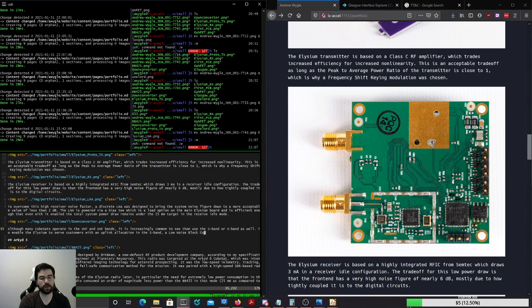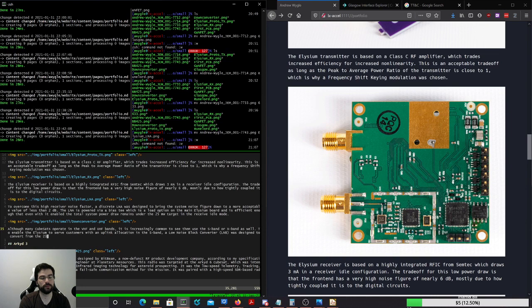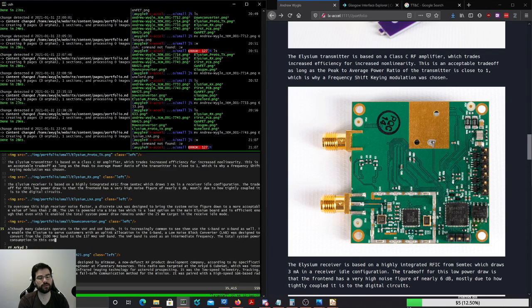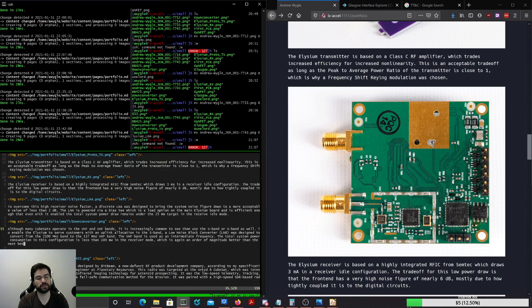A low noise block converter, LNB, was designed to convert from the 2100 megahertz band to the 135 megahertz VHF band. The VHF band is used as an intermediate frequency. The total system power consumption in this configuration is less than 100 milliwatts in the receiver mode, which is again an order of magnitude better than the next best in class, or was at the time I designed it.